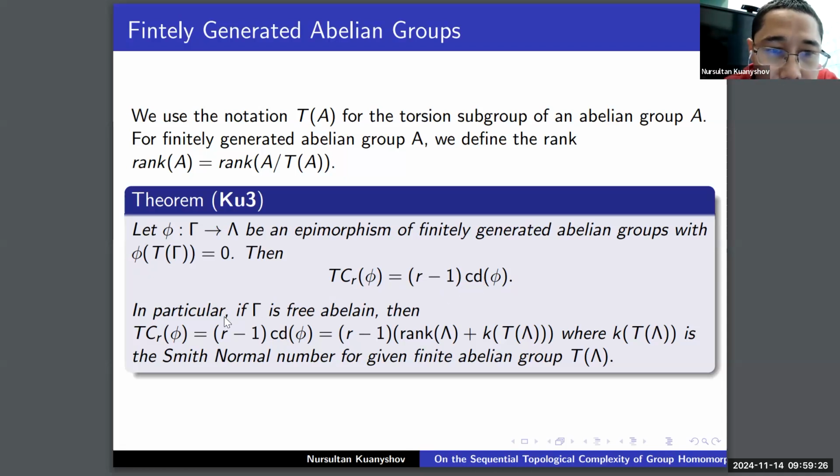In fact, if gamma is a free abelian group, then we have a formula. The sequential topological complexity of phi equals the r minus 1 times the cohomological dimension of the group homomorphism, which equals r minus 1 times the rank of lambda plus the Smith normal number of the torsion abelian groups. As you can see, this does not depend on the choice of the epimorphism. It only depends on the target group, lambda. Then the next question becomes: can you remove this extra assumption?